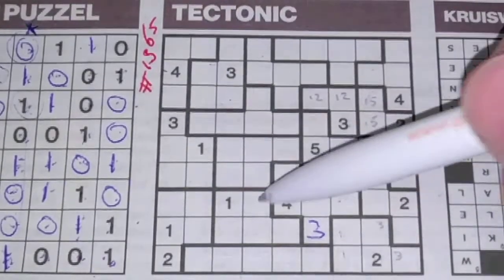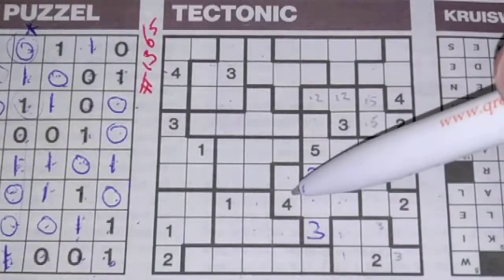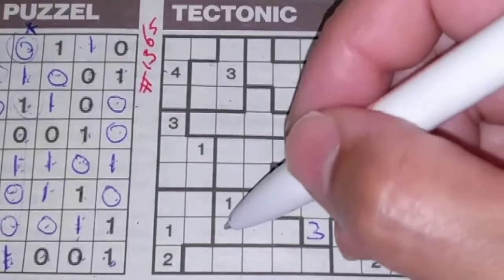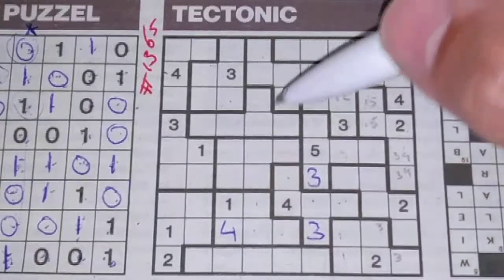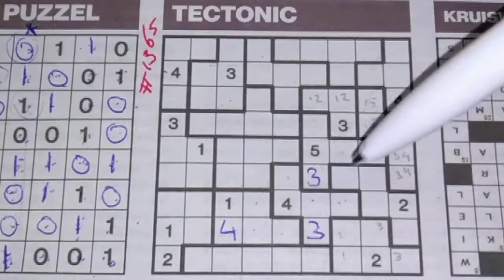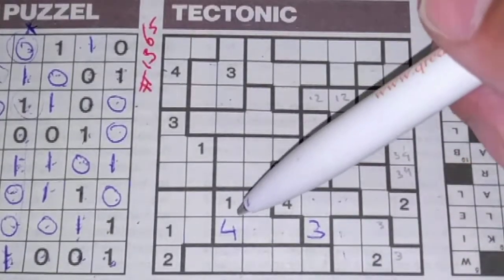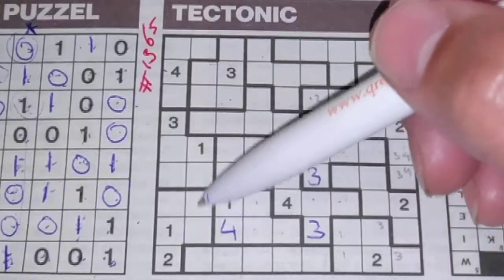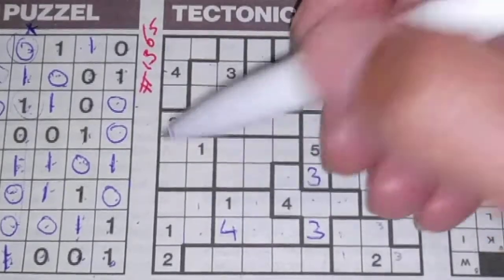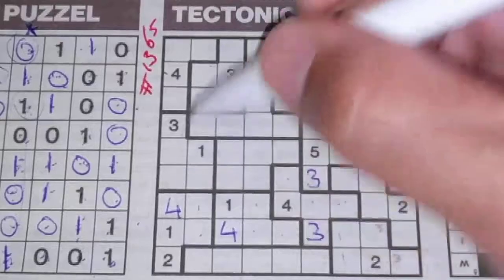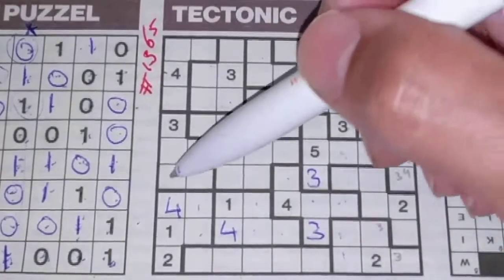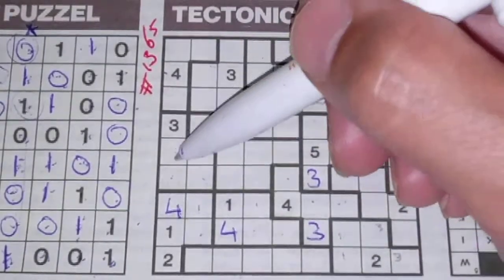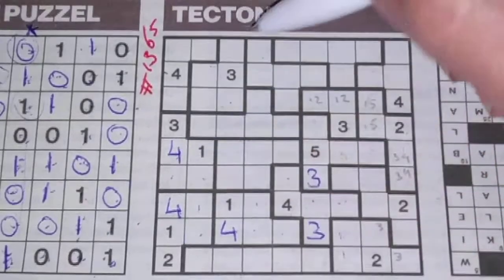We have a 4 here, so that means these 3 boxes surround the 4 cannot be a 4. The 4 goes here. 1 box left for the 4 should be there. We have a 4 here, that means these 2 boxes cannot be a 4. 1 box left for the 4 should be there.